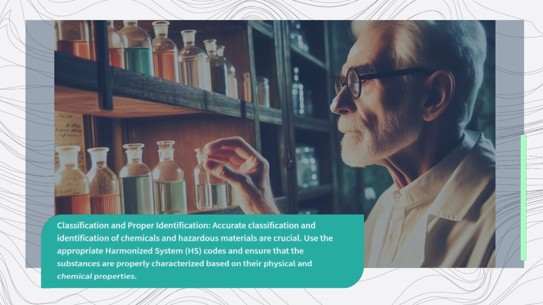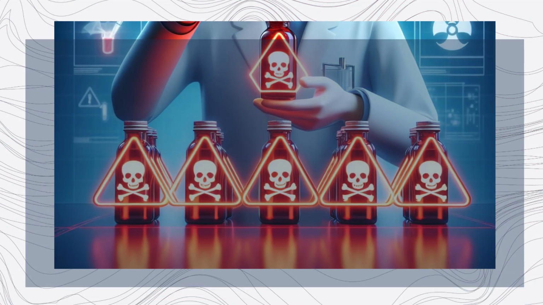Classification and proper identification. Accurate classification and identification of chemicals and hazardous materials are crucial. Use the appropriate harmonized system, HS, codes and ensure that the substances are properly characterized based on their physical and chemical properties.